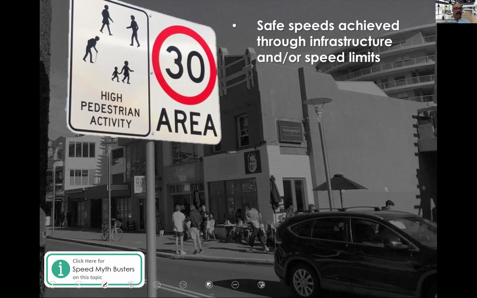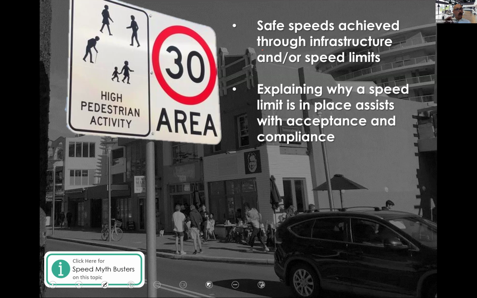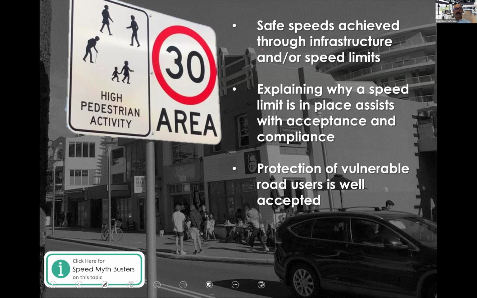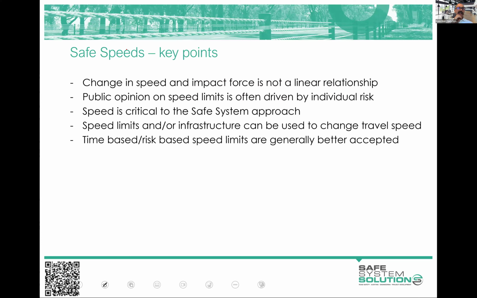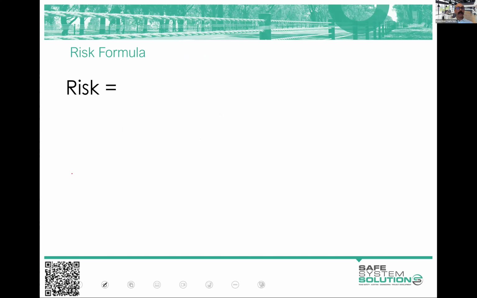So the ability to create road environments that naturally slow people down, self-explaining, is highly effective. Explaining why there's a speed limit in place assists with acceptance and compliance, and protection of vulnerable road users is generally well accepted. So pedestrians, cyclists, elderly, children, are all generally well received. And we're going to see more and more deployment of variable speed limits that change based on particular points in time of risk or the like. This is a strip shopping centre, but you can do it with side road activation. So if there's a vehicle coming in the side road, you can lower the speed limit on the main road to address that point of risk. And again, in your notes, just a few key points around speed and speed limits.